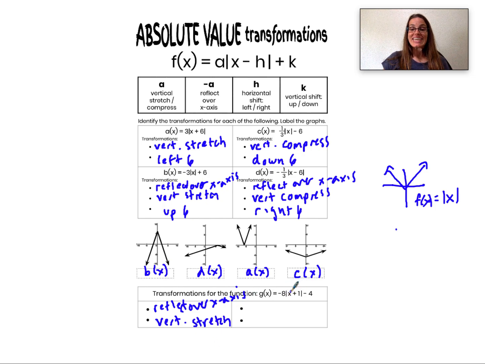The plus 1 inside, so inside the absolute value bars is left or right. It's horizontal. Because we subtract h, it's the opposite of what we would think. We think it's moving right. Nope, left 1. And finally, outside the absolute value bars is up or down, exactly what you would expect. This one is down 4.